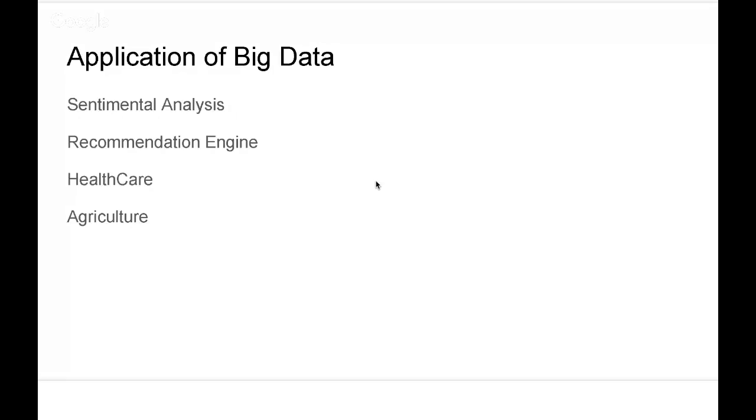Nowadays most of the people are concentrating on sentiment analysis, and it has become a very good application of big data, because it gives you what your viewers or your audience think about it, whether they find it good or bad.